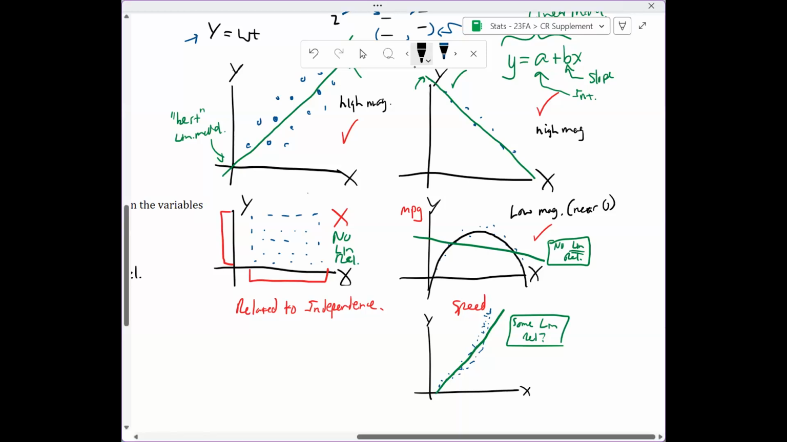And same thing over here. Any line that I was to try to use as a model does a really terrible job of modeling this data. So again, this would have a low magnitude of correlation. This would have a correlation near 0. Maybe a little positive, maybe a little negative, but it would be near 0.